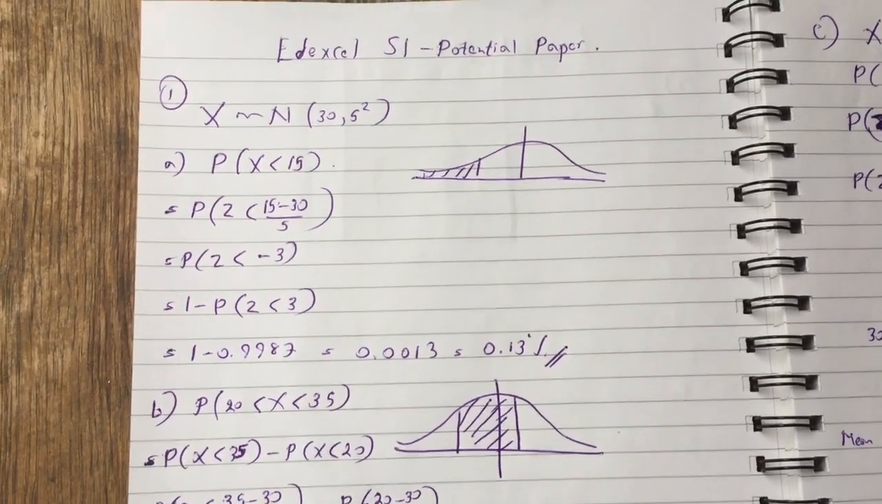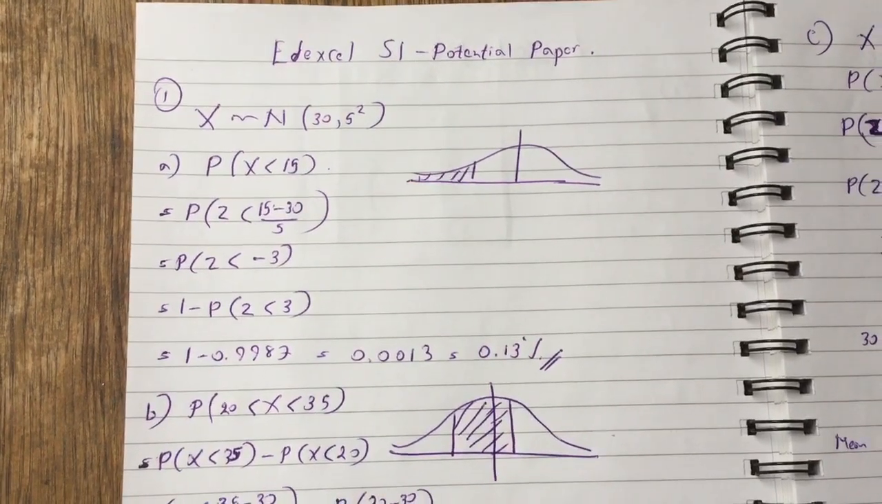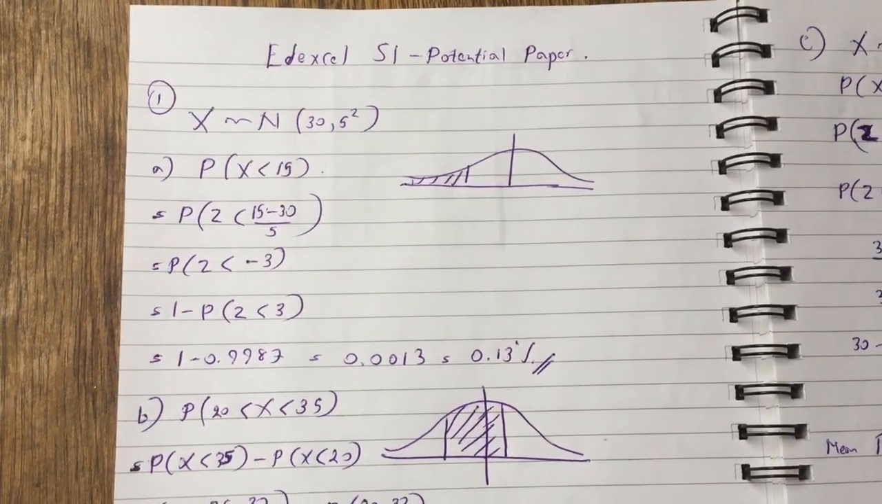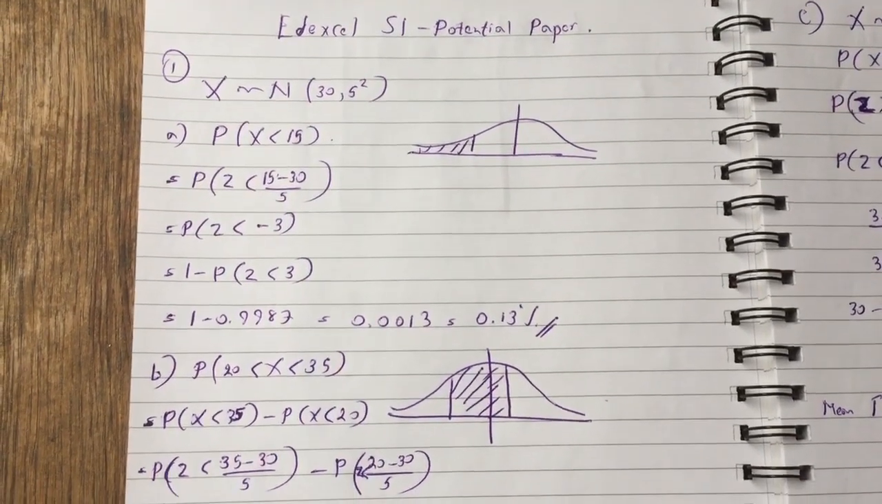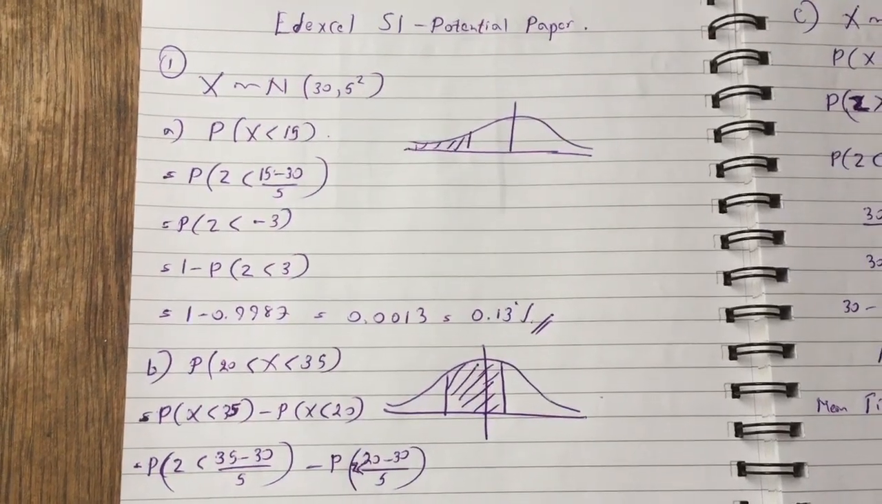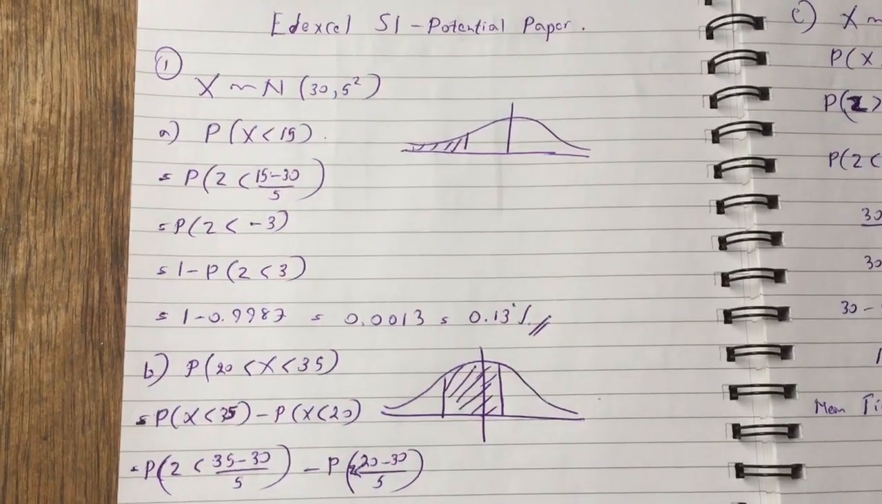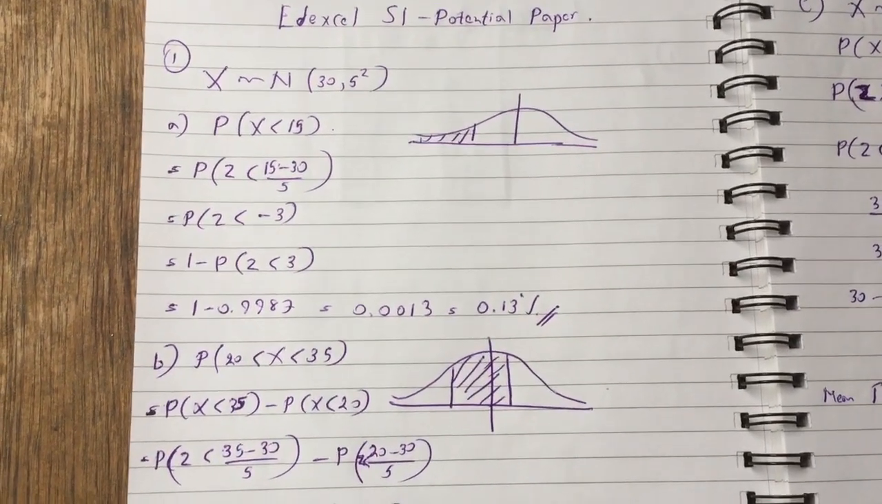Okay, this is the solution for the Edexcel S1 practice paper. Question 1, it's a normal distribution question. We need the probability of x less than 15. So that is z less than (15 minus 30) over 5, which is z less than minus 3, the same as 1 minus the probability of z less than 3. That works out to be 0.013, and that is 0.13%.